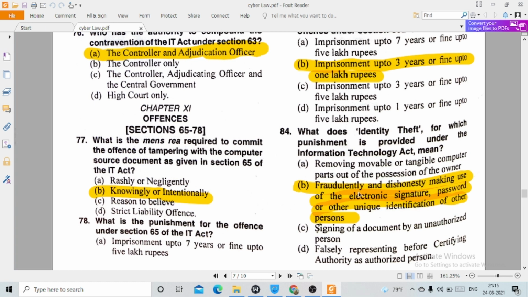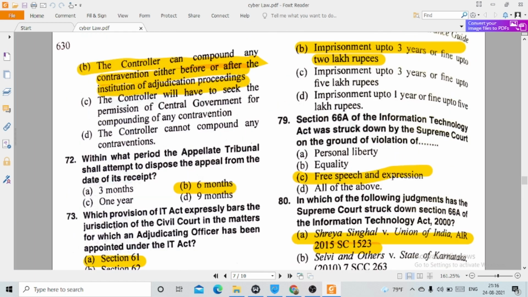78. What is the punishment for the offence under Section 65 of the IT Act? So, Section 65, first of all, deals with the offence of tampering with the computer source, and the punishment provided is imprisonment up to 3 years or fine up to 2 lakh rupees. 79. Section 66A of the Information Technology Act was struck down by the Supreme Court on the ground of violation of option number C, freedom of speech and expression.